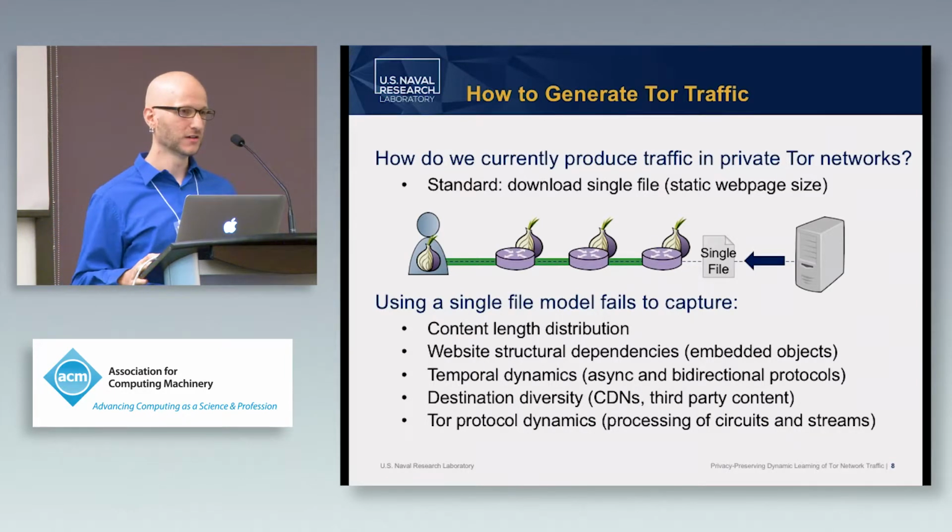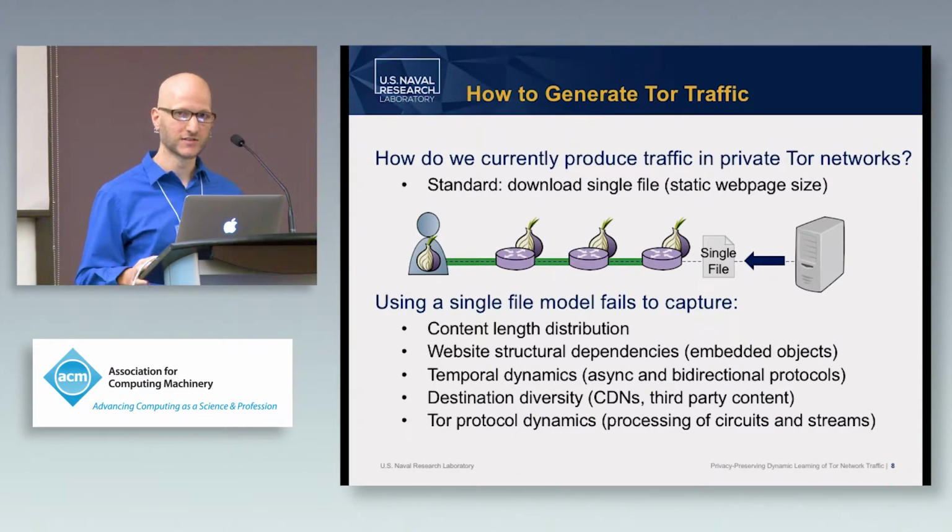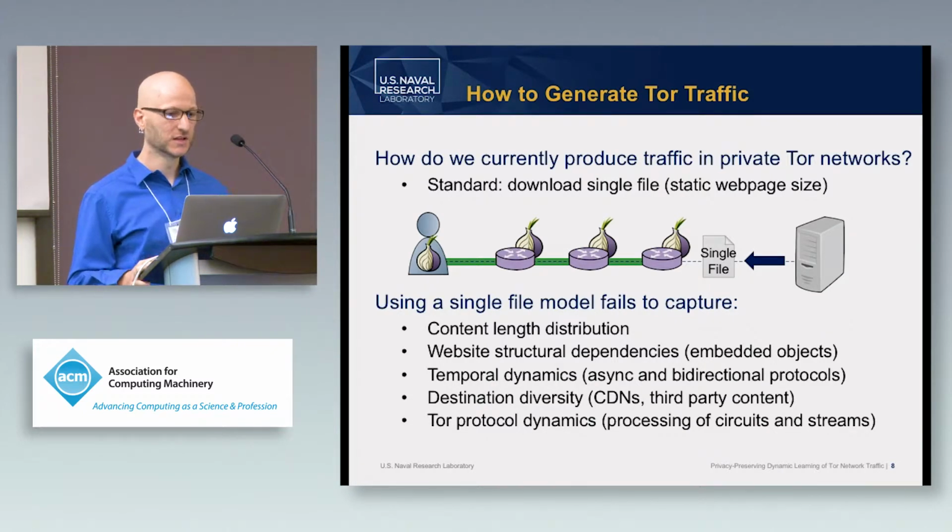So this single file model, as I call it, fails to capture some important characteristics, such as content length distribution, website structural dependencies like images, JavaScript, CSS files, temporal dynamics, such as those that occur as a part of asynchronous communication protocols, destination diversity, third-party content that's available on other sites, not the first-party domain. And all of these things can affect Tor protocol dynamics, like the number of streams that get created and circuits that get created and processed.